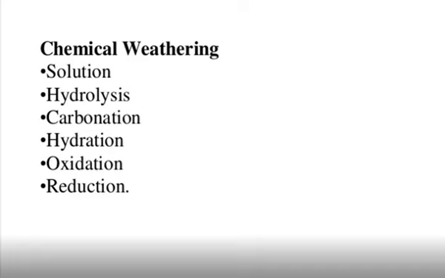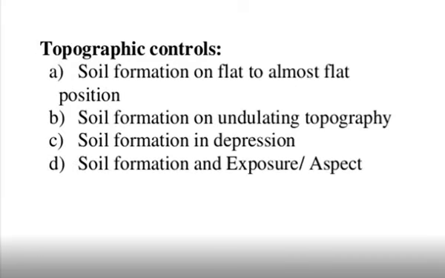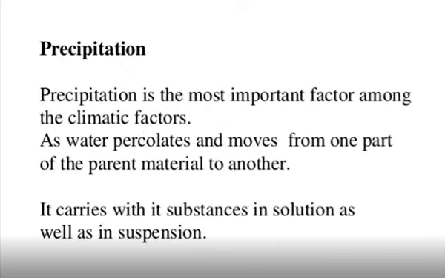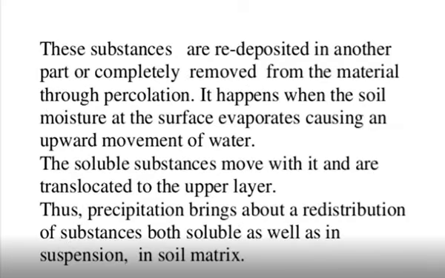The topographic controls: soil formation on a flat or almost flat position, undulating topography, in depressions, and exposure or aspect. Then precipitation. Precipitation is the most important factor among the climatic factors. As water fluctuates and moves from one part to another, from one parent material to another, it carries with it substances in solution. So it is involved in accumulation of the soil matrix. These are various processes of soil formation and factors of soil formation.